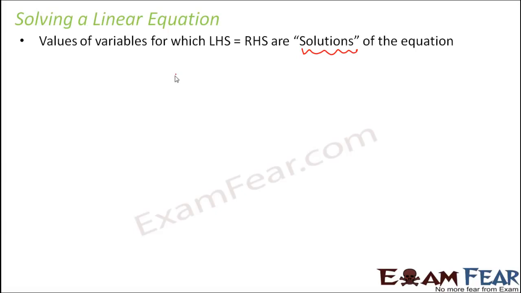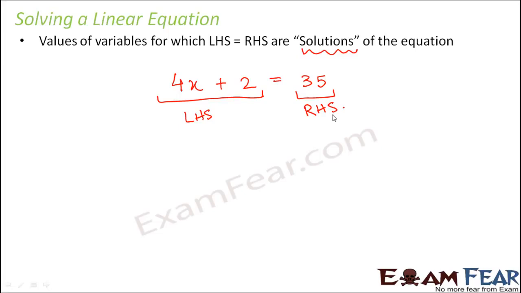So let us take an example. Let us say we take this linear equation, 4x plus 2 is equal to 35. This side is LHS and this side is RHS. For RHS the value is 35, which is going to remain constant always. But for the left hand side, the value of x is not known. But there will be a certain value of x for which the left hand side will be equal to the right hand side, because the equation itself says that the value of x should be such that this relation holds true.